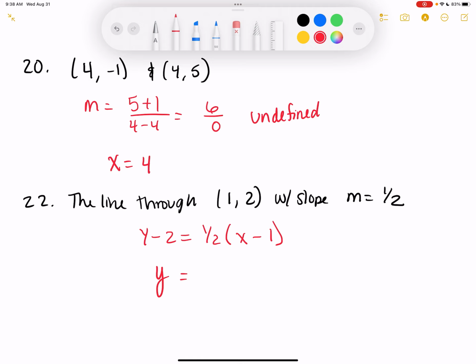So I'm going to go ahead and do that all in one step. That's going to be 1/2 x minus 1/2 plus 2. I can rewrite that 2 as what, so I have a common denominator? 4 over 2. Then combine. y equals 1/2 x plus 3/2.